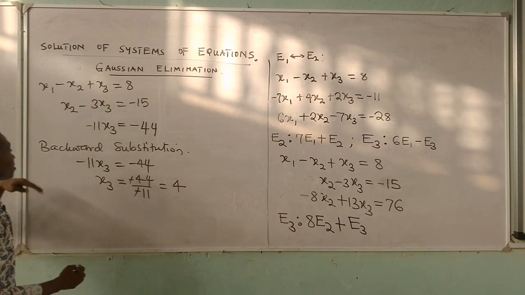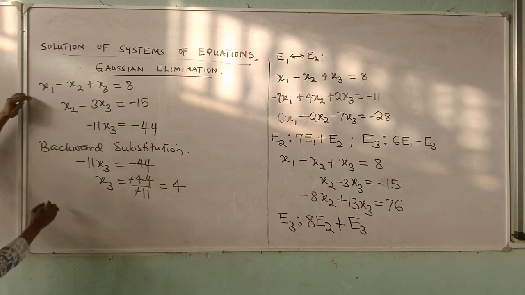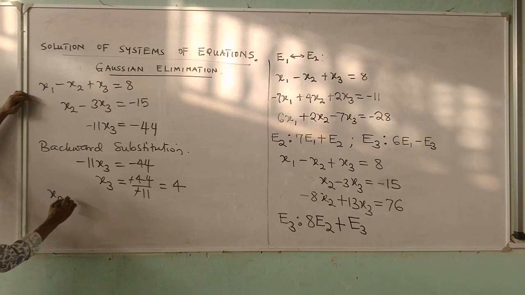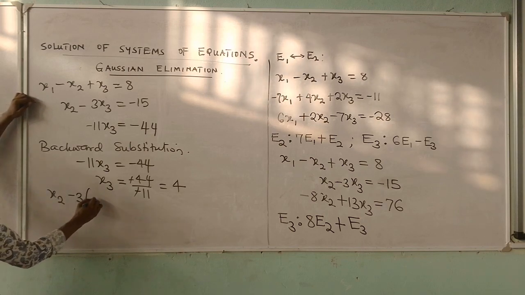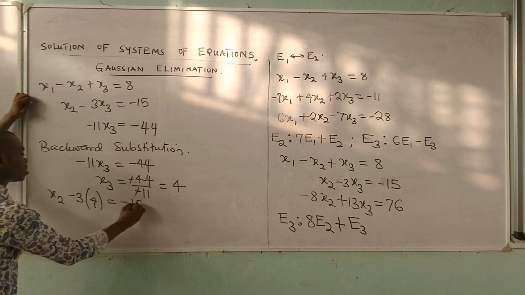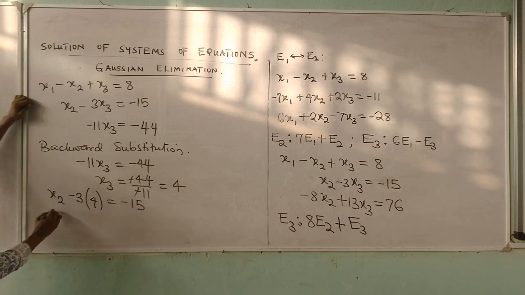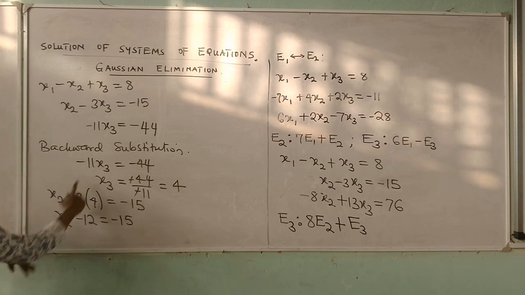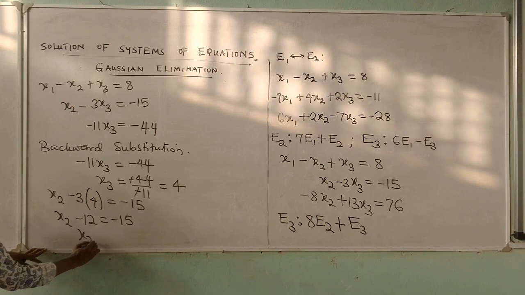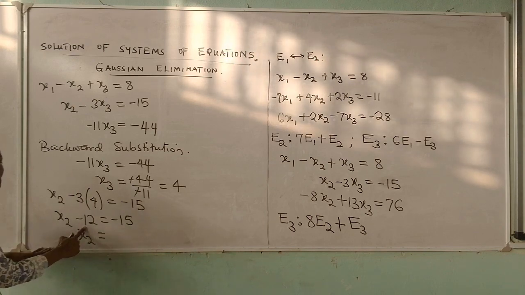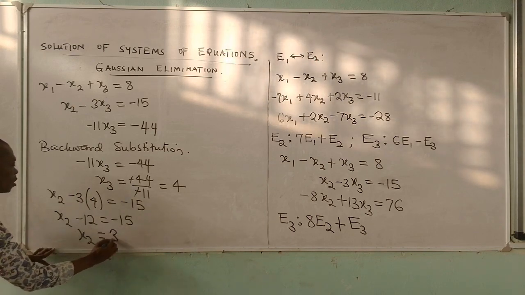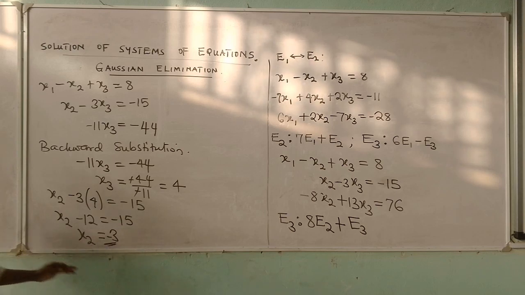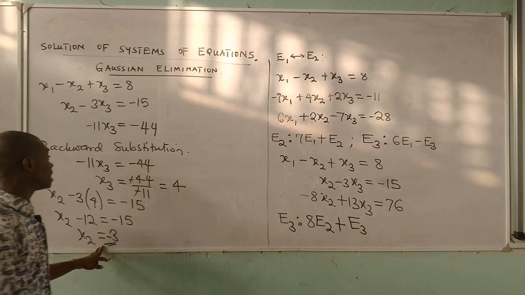And so the next is to substitute it into equation 2. Your equation 2 is x2 minus 3 times x3, which is 4, equal to minus 15. So this will be x2, this times this is minus 12, equal to minus 15. If you take this to the other side, x2 will be minus 15 plus 12. And that is equal to negative 3. Okay, so we have gotten plus 4 and negative 3.